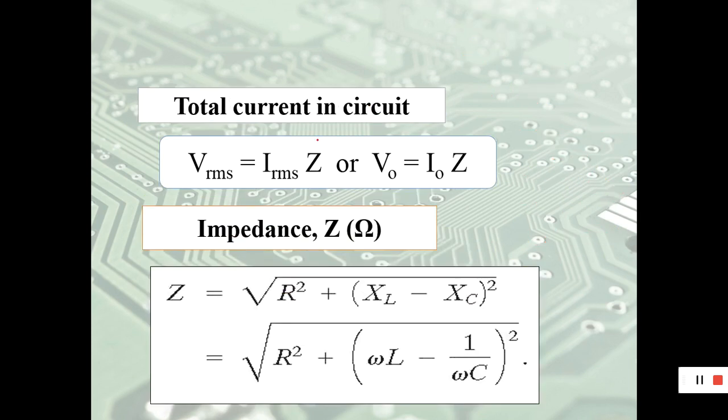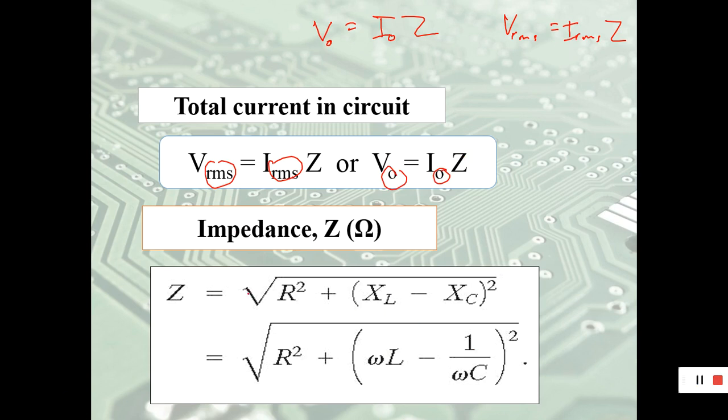Then for total current in the circuit, if we combine all the resistance and reactance, we will find out that V equals IZ. If you use the V peak, it will be I peak. If you want to find the average, V RMS equals I RMS times Z. So RMS here is the average, and V naught here is the peak. What about Z? Z is the impedance.